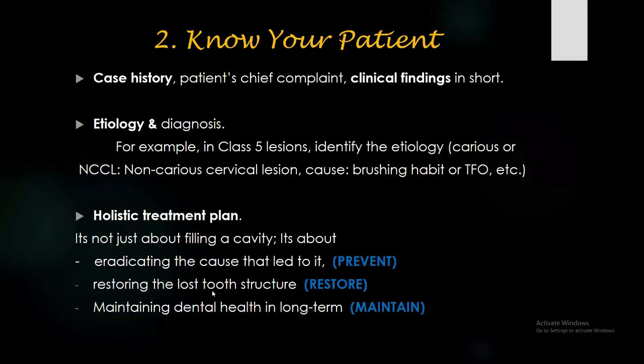Golden rule number 2 is to know your patient. We must make a note of the case history, patient's chief complaint, and we need to just write a gist of it in our case presentation, whatever clinical findings that we note. Also, we must understand the etiology of a particular dental problem and make a correct diagnosis. For example, when we are restoring the class 5 cavity or lesion, we need to identify the etiology, whether it is carious or non-carious cervical lesion, whether the cause is faulty brushing habit, trauma from occlusion, or some other cause.